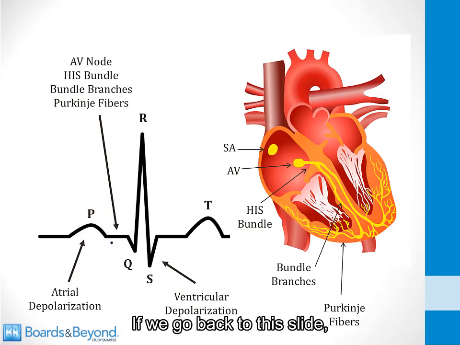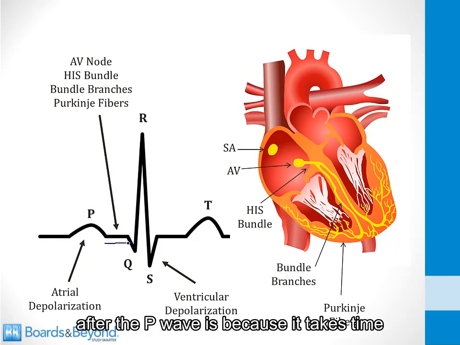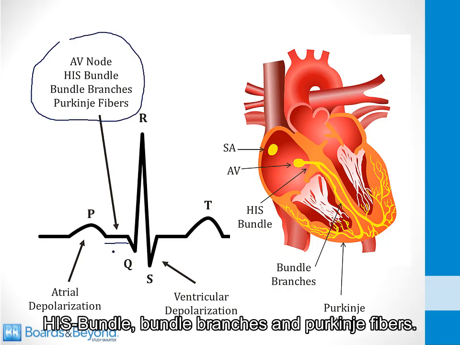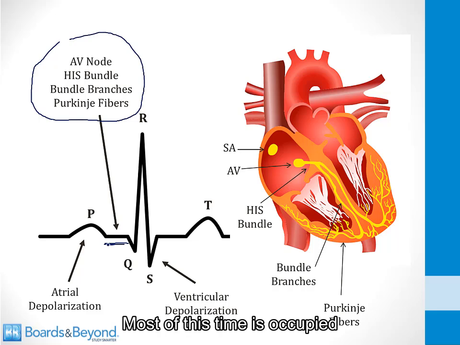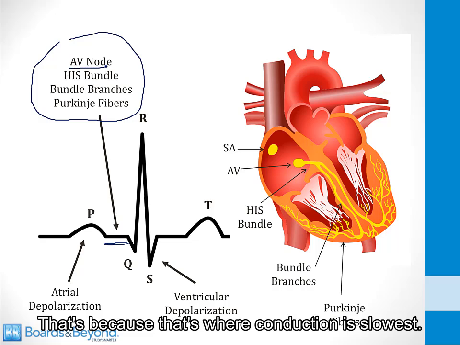If we go back to this slide, the reason that the QRS complex does not follow immediately after the P wave is because it takes time for electrical activity to move through the AV node, His bundle, bundle branches, and Purkinje fibers. Most of this time is occupied by conduction moving through the AV node. That's because that's where conduction is slowest.